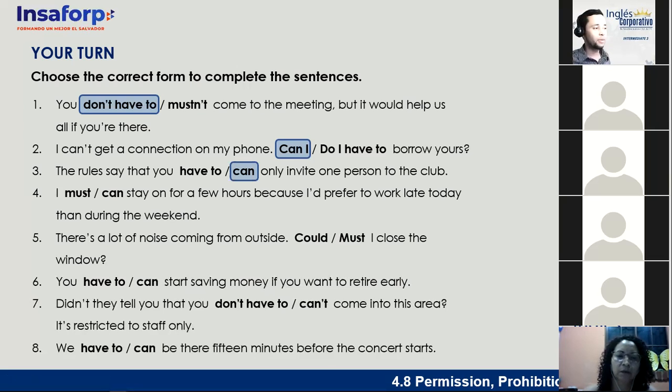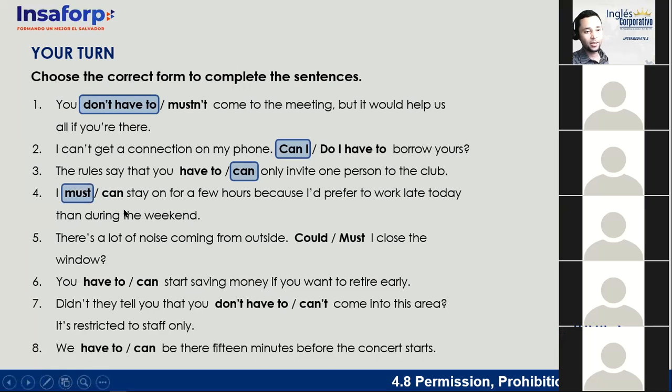Number four. I must stay on for a few hours because I prefer to work late today than during the weekend, or I can stay on for a few hours because I prefer to work late today than during the weekend. Which will it be? I must. That's right. I must stay on for a few hours because I prefer to work late today than during the weekend. Okay, good. Thank you. What about number five? There is a lot of noise coming from outside. Could I close the window or must I close the window? Which one is correct?